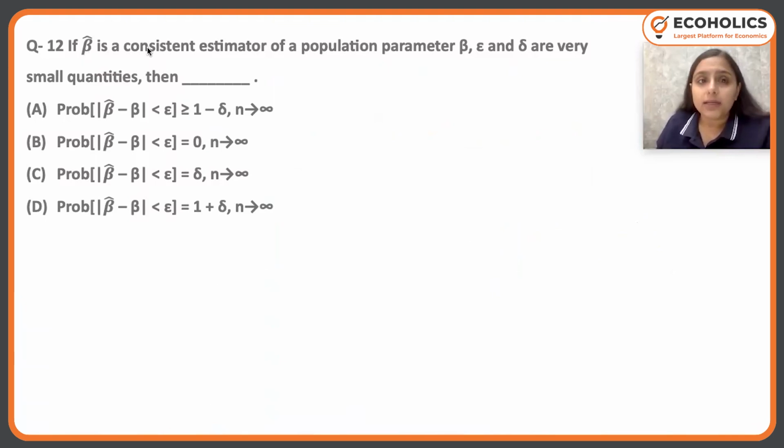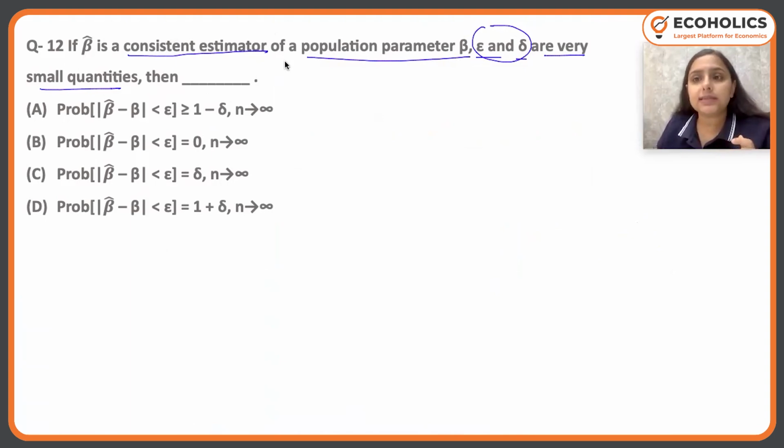If beta hat is a consistent estimator of a population parameter beta, where epsilon and delta are very small quantities, then you have to choose the correct one. Now remember, epsilon and delta are very small, and beta hat is a consistent estimator. What do we mean by consistent estimator? It means that when the sample size is increased to infinity, beta hat is actually approaching beta. It gets closer to beta. So that is the consistent estimator.